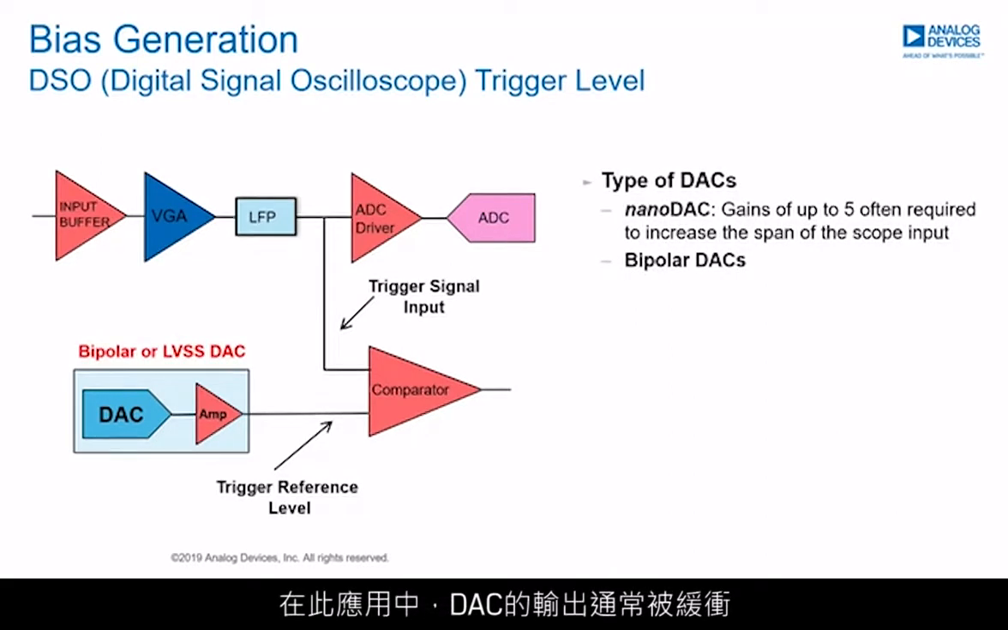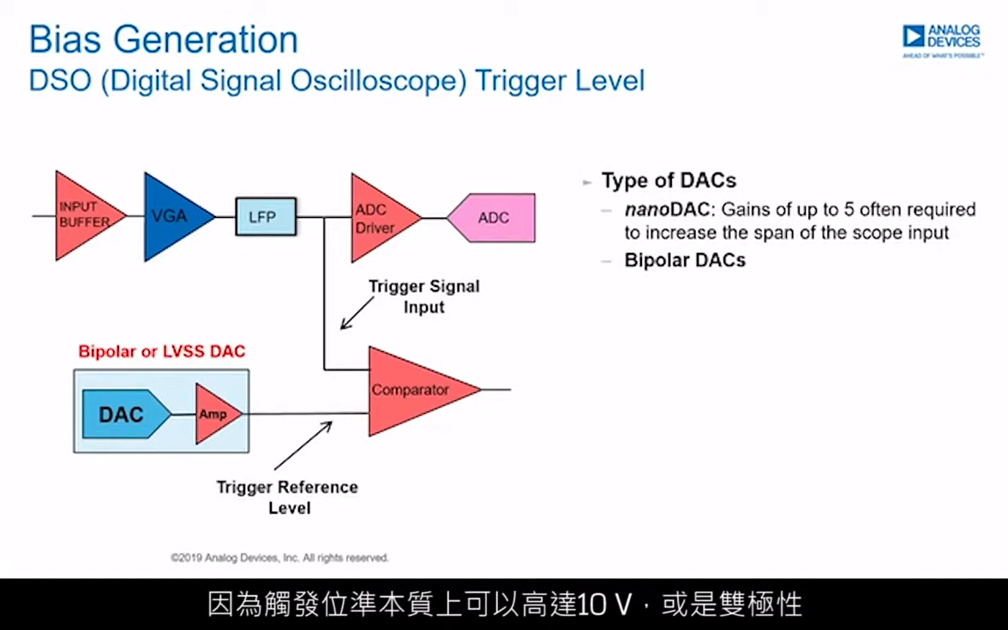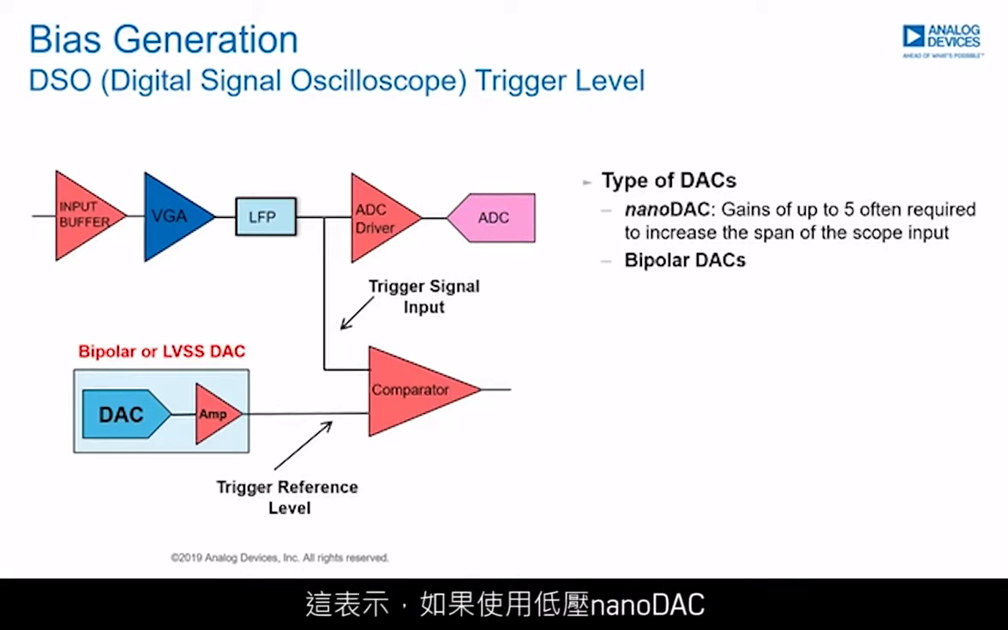In this application, the output of the DAC is often buffered to realize the required output range, as the trigger level can be up to 10 volt or bipolar in nature. This means that if a low voltage nano DAC is used, then some additional buffering and gain scaling will be required. The DAC output can require gains of up to 5 to increase the span of the scope inputs.